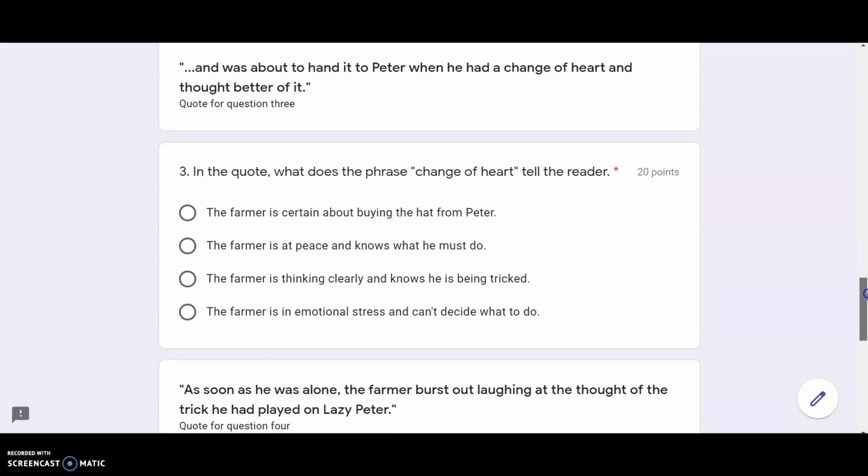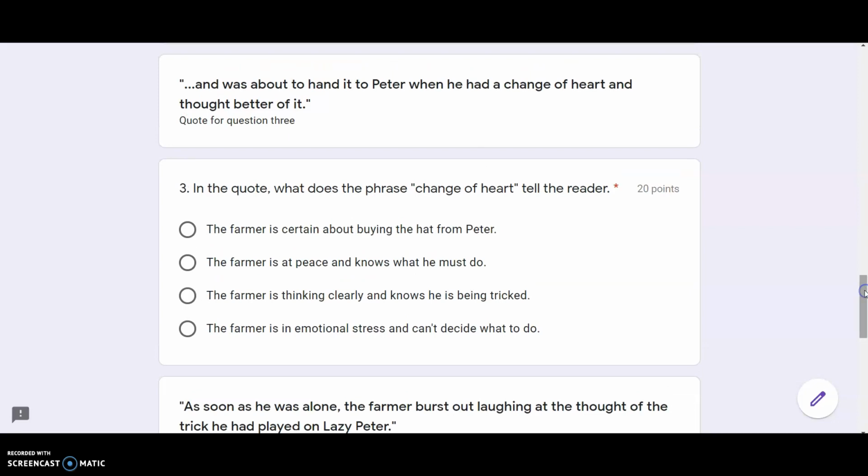All right, hopefully you already answered question 2. Here is the quote and the question for number 3. "And was about to hand it to Peter when he had a change of heart and thought better of it." Okay, so in that quote, what does the phrase change of heart tell the reader?